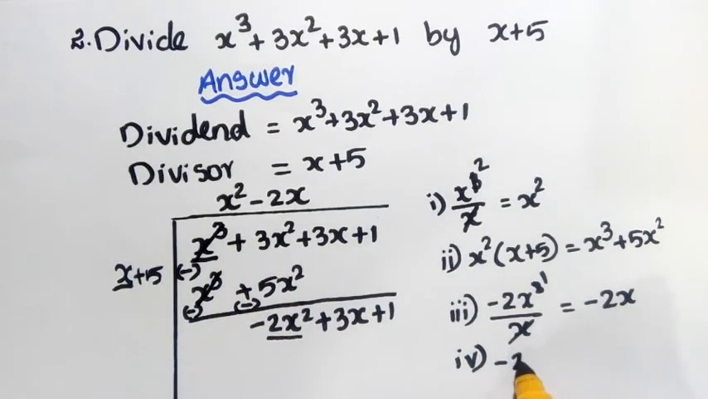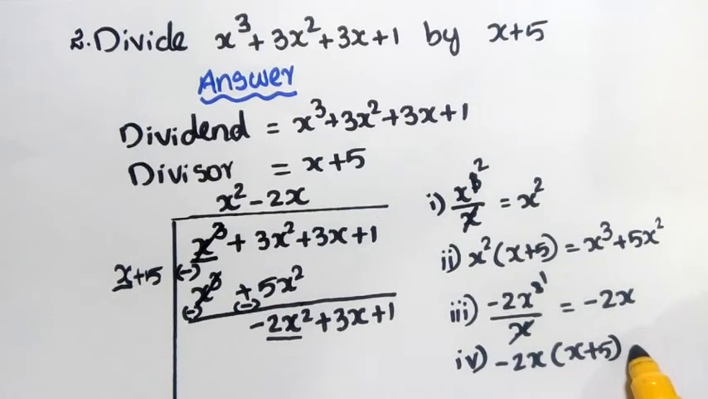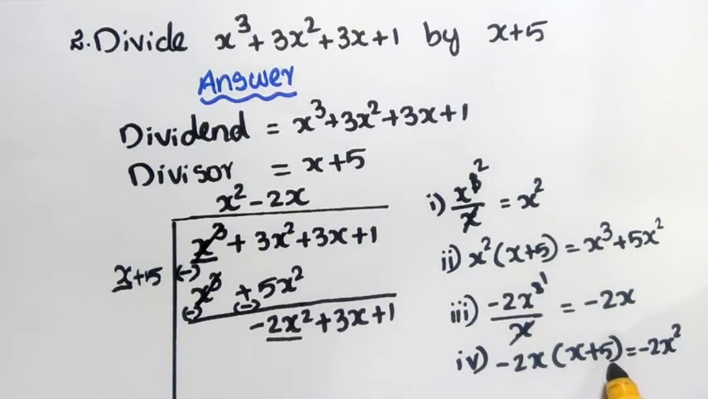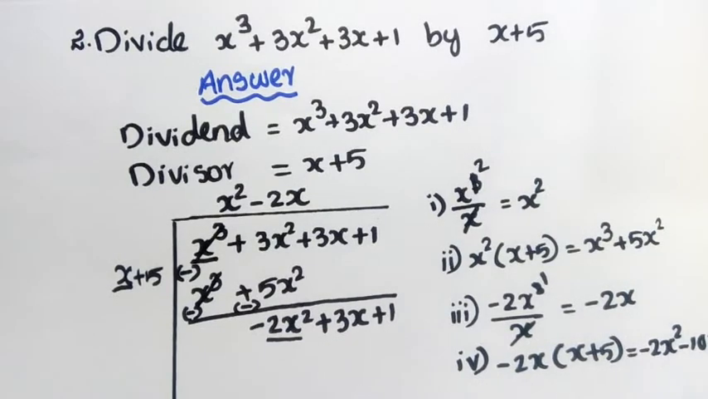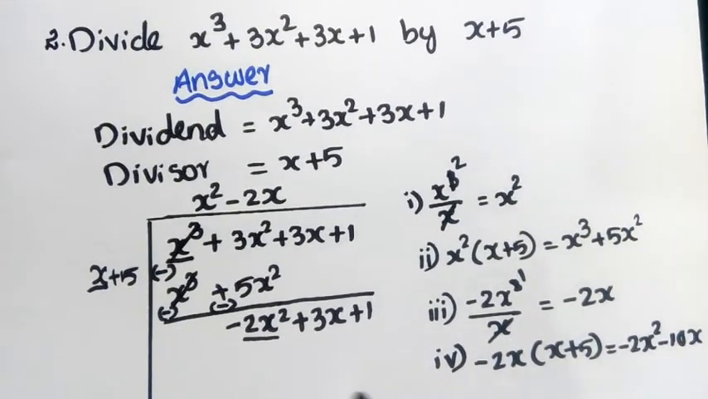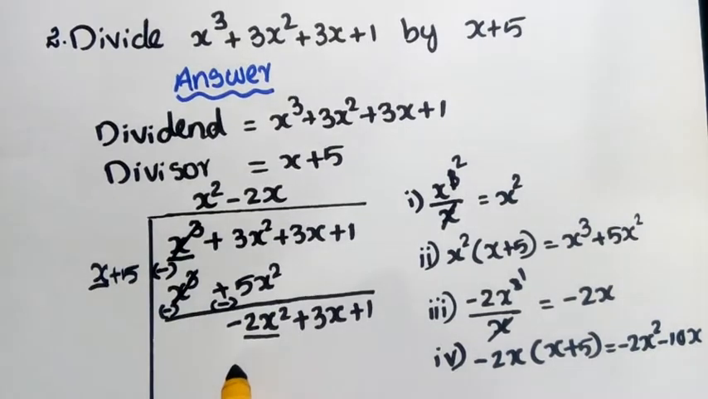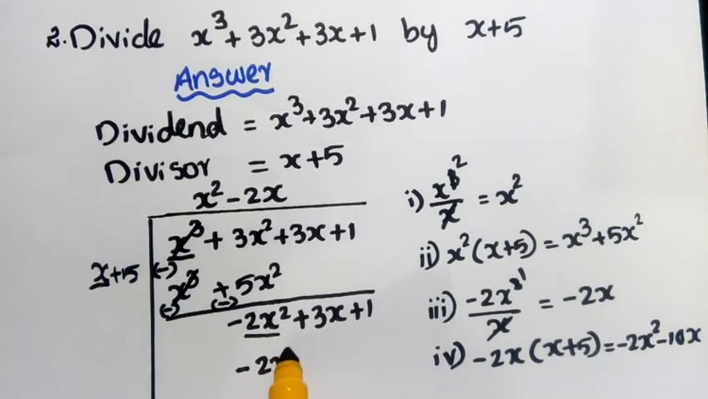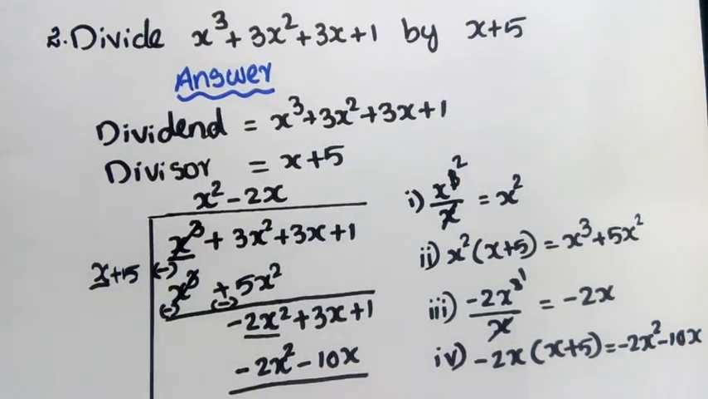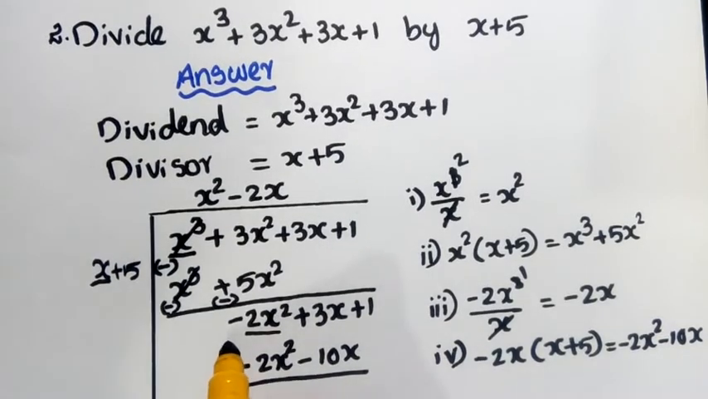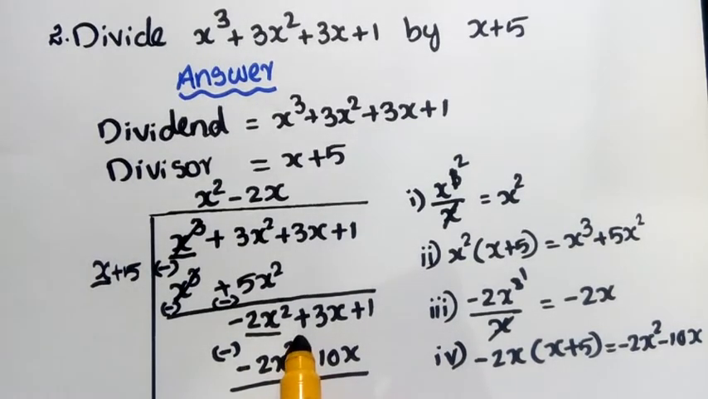So minus 2x into divisor x plus 5 is equal to minus 2x into x, minus 2x square, minus 2x into plus 5, minus 10x. Okay, write the product under the dividend. Minus 2x square minus 10x. Then do the subtraction. Subtract the product from the dividend.